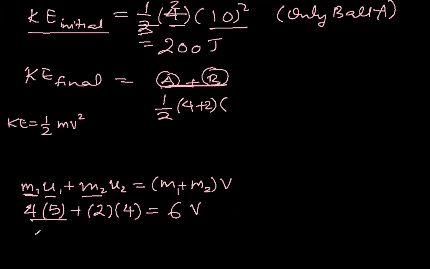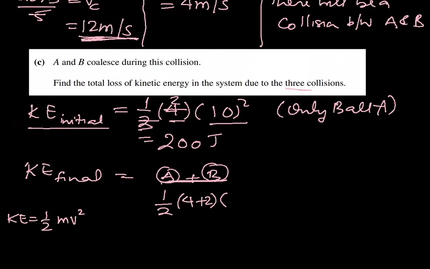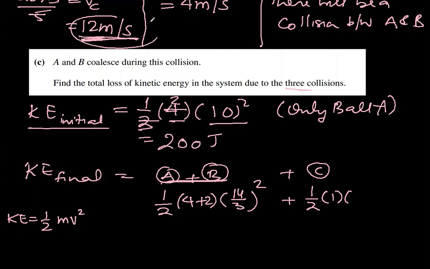So it was 20 plus 8, okay, equal to 6v. Divide this by 6, divide this by 6. So v comes to be 28 over 6 or 14 over 3 meters per second. This was the speed of the two bodies together, and we'll go back here. So we want half mv squared, and we got 14 over 3 as the final velocity of the two bodies A and B. Now we want C also, because it is also moving. Half, its mass is 1 kg, its speed after that collision was 12 meters per second.